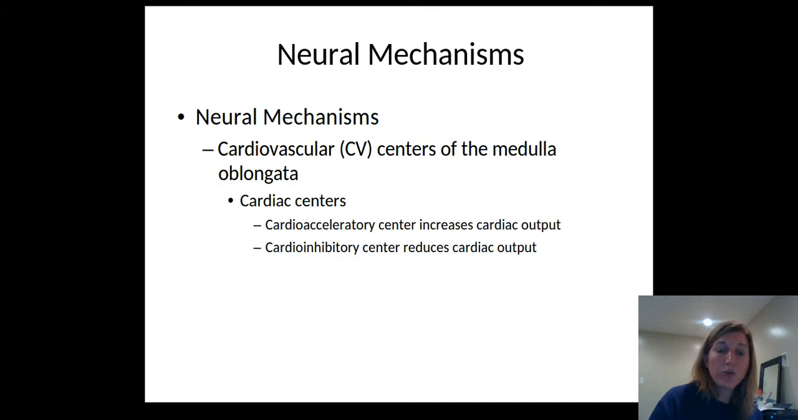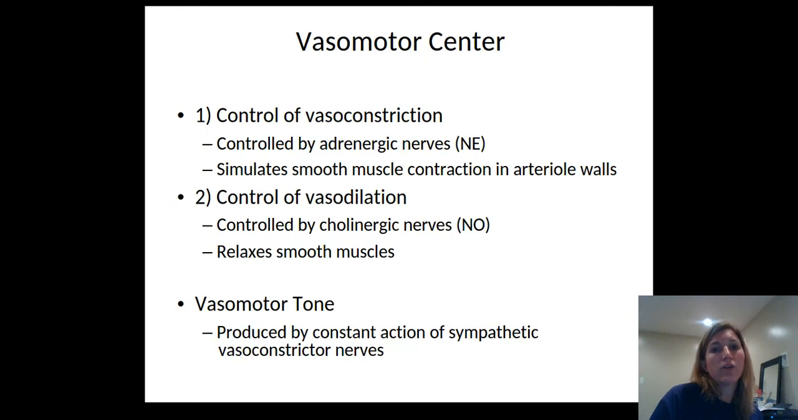conservation. So neural mechanisms would be mostly controlled through the medulla oblongata, the cardioacceleratory and cardioinhibitory centers. With vasoconstriction, we're talking about adrenergic nerves responding to norepinephrine, stimulating the smooth muscle within those arterial walls, constricting, right, contracting them, getting them to be smaller. Vasodilation, it's the cholinergic receptor, so the ACh, causing relaxation. It could also be nitric oxide, again, allowing for that dilation, allowing for the smooth muscle to relax and the nitric oxide to come in.